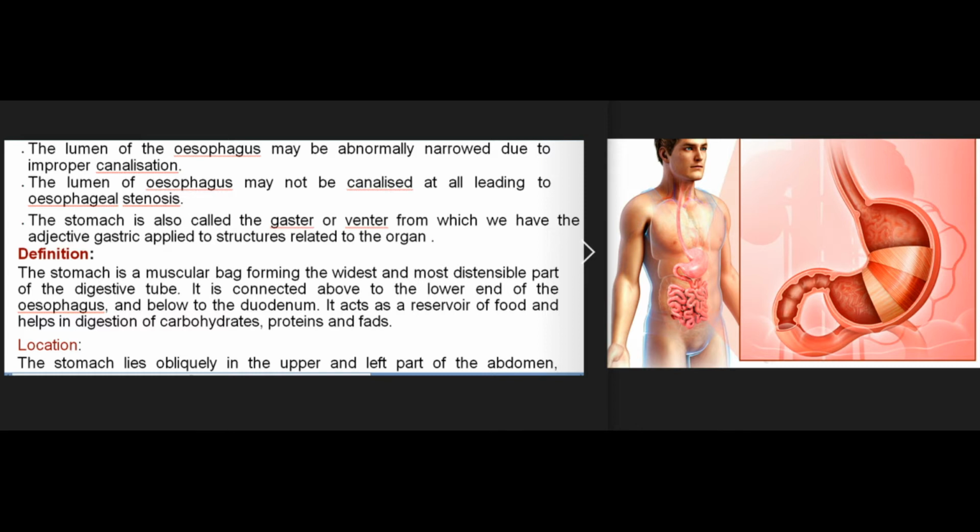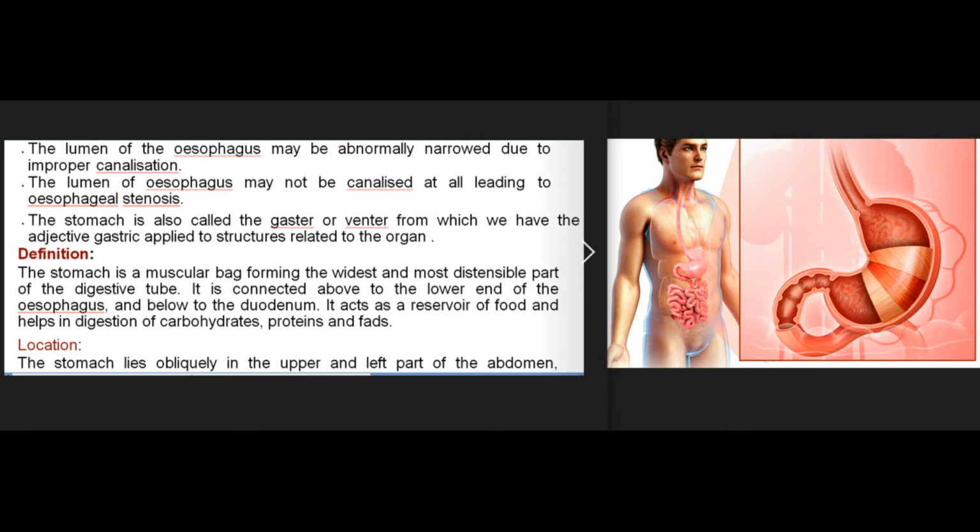The stomach is also called the gaster or venter, from which we have the adjective gastric applied to structures related to the organ. Definition: the stomach is a muscular bag forming the widest and most distensible part of the digestive tube. It is connected above to the lower end of the esophagus, and below to the duodenum. It acts as a reservoir of food and helps in digestion of carbohydrates, proteins, and fats.